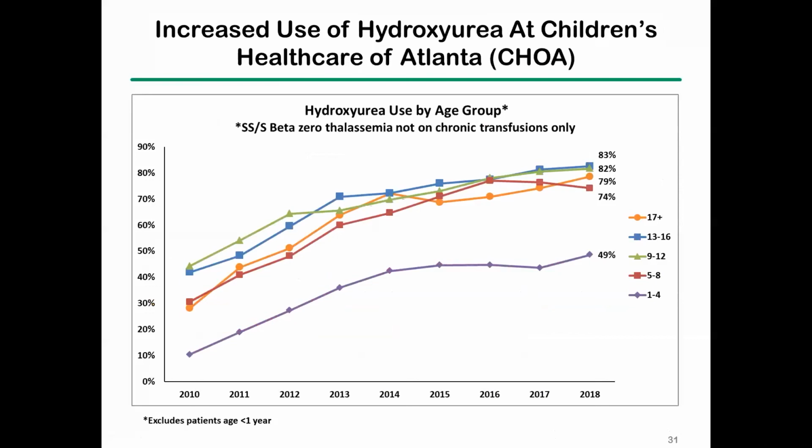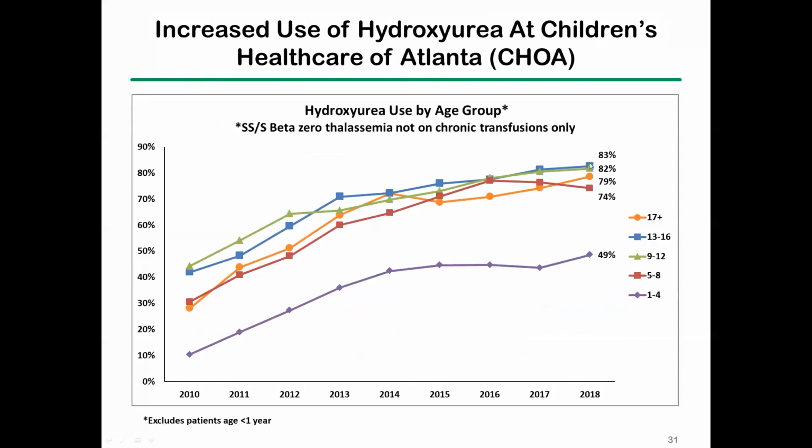So lastly, I just thought you might be interested to see how this progress in knowledge about hydroxyurea over the last decade has impacted the extent to which the patients that receive health care at our institution, at Children's Healthcare of Atlanta, are using hydroxyurea. So this shows you the percentages during this time from 2010 up through the end of last year, the percentages of children who have sickle cell anemia and who don't require chronic transfusions, and those are the patients that would be eligible to take hydroxyurea.